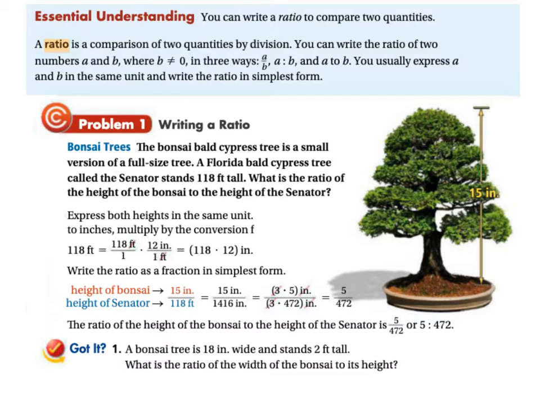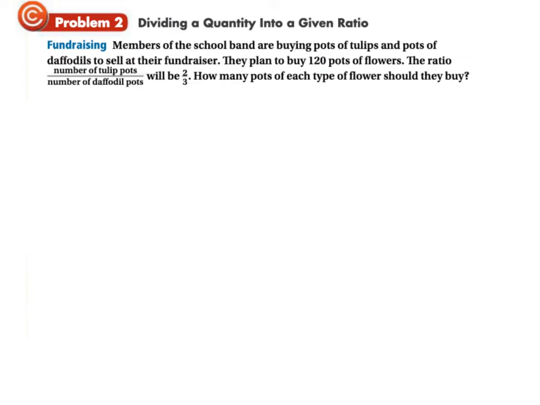Okay, so you're going to do this one now. A bonsai tree is 18 inches wide and stands 2 feet tall. What is the ratio of the width, remember, width is first, to the height? You want to convert them into the same units and then write it as a ratio. Try it out. Okay, hopefully you got the hang of that.